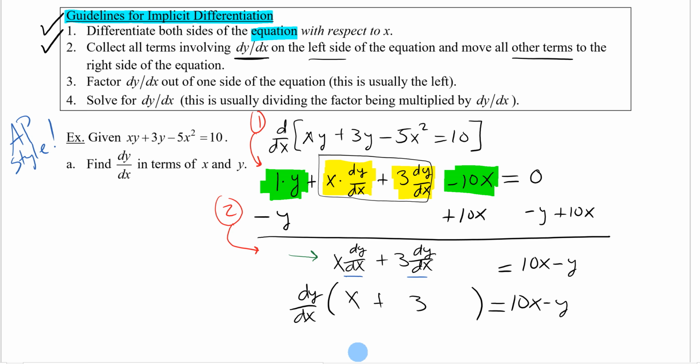So this is now step 3. Okay, so step 3, I factored and I got this result. Check.